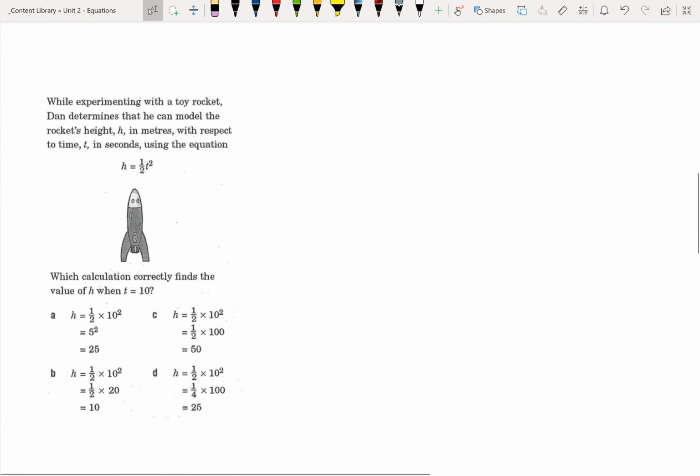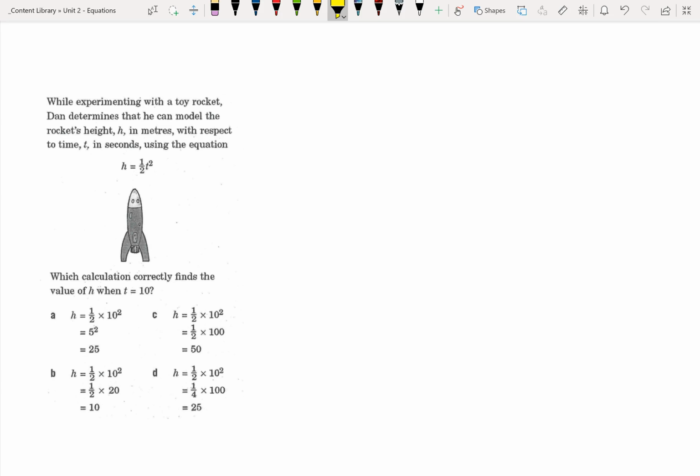In our next question, Dan is experimenting with a toy rocket. He determines that he can model the rocket's height h in meters with respect to time t in seconds using the following equation. h equals 1/2 t squared. Which calculation correctly finds the value of h when t equals 10?